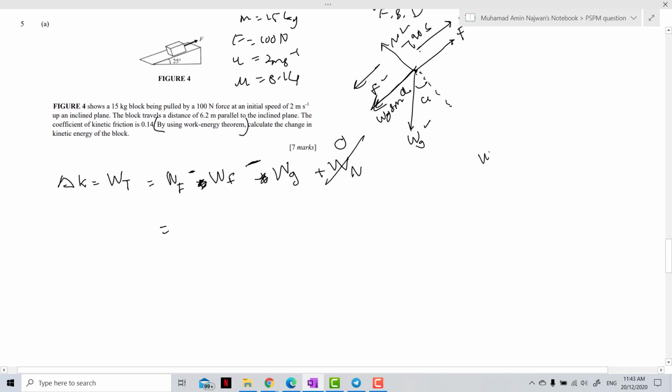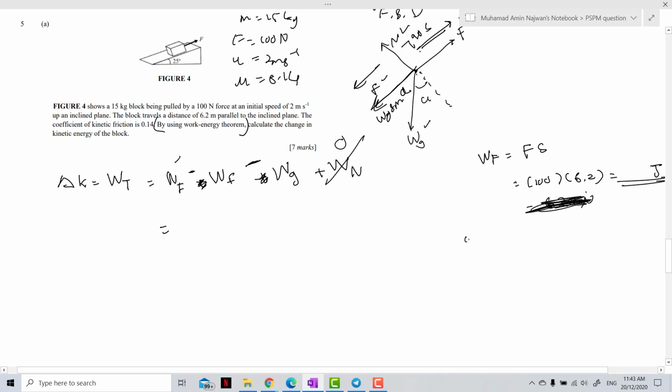So we find work F first. Work F is basically Fs. Our force is here, displacement is also here. So our F is 100. Our displacement S is actually how much? 6.2. So if you do here, you will get 620 joules. I didn't bring my calculator, so you calculate it, how much do you get here? Per joule. So that's the work F.